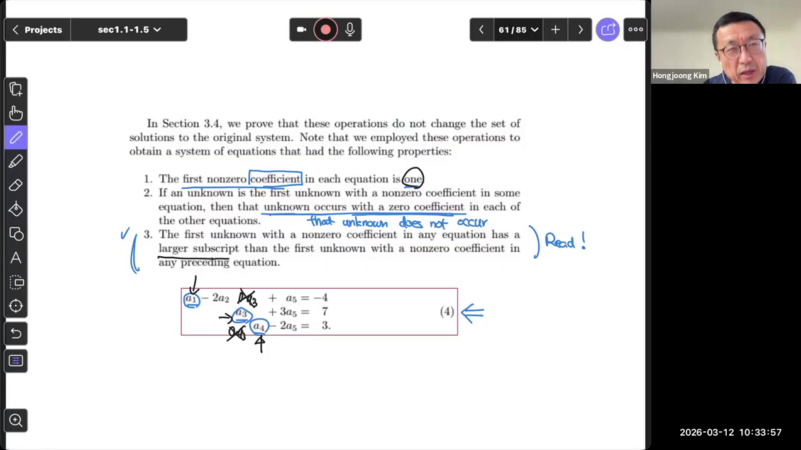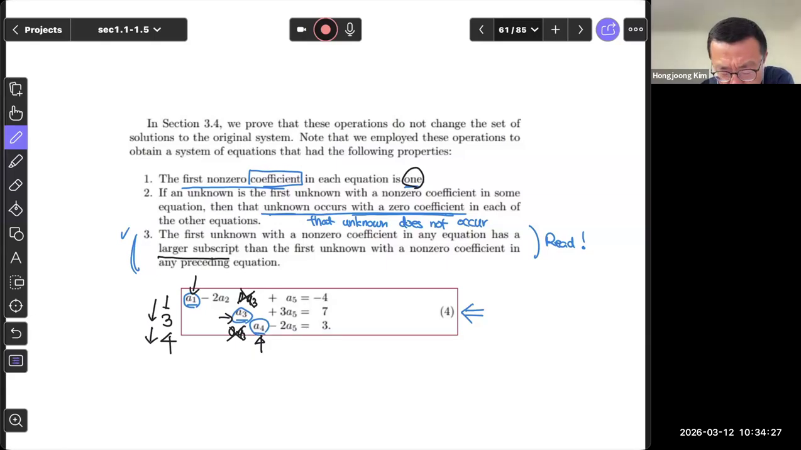So what is the subscript of A1 in the first equation? 1. And what is the subscript of the first unknown in the second equation? 3. And the subscript of the first unknown in the third equation is 4. So as you go down the equations, the subscript increases.